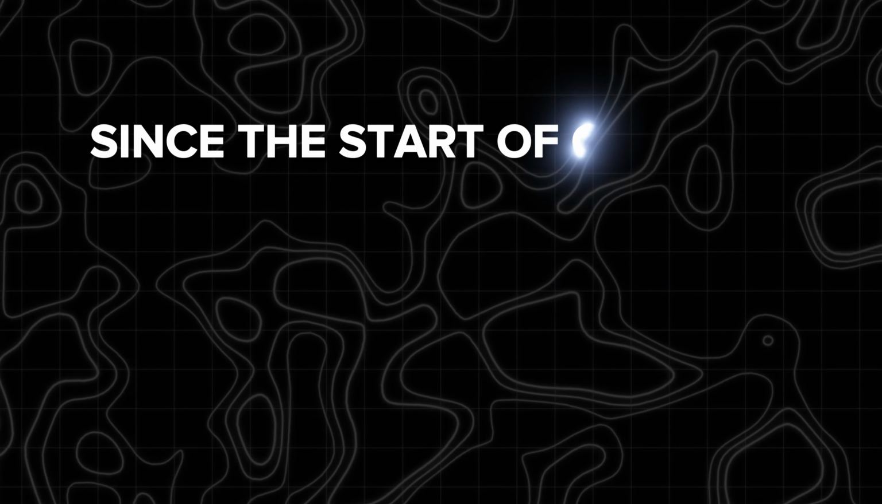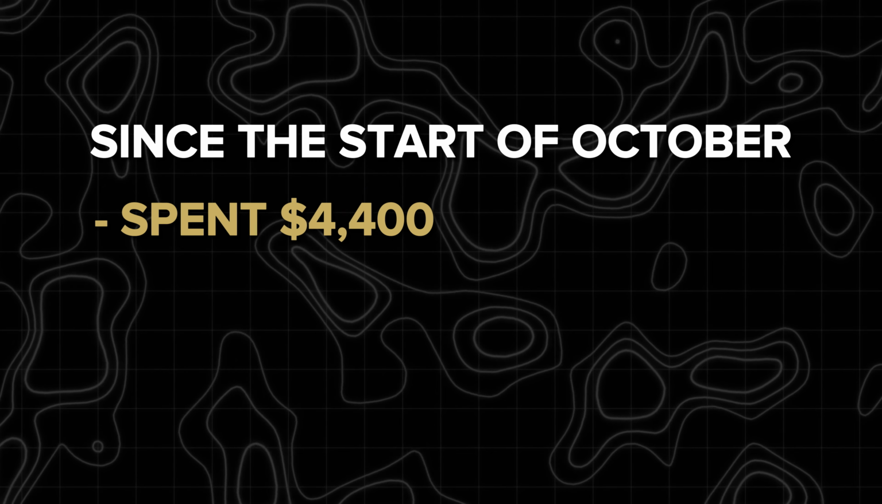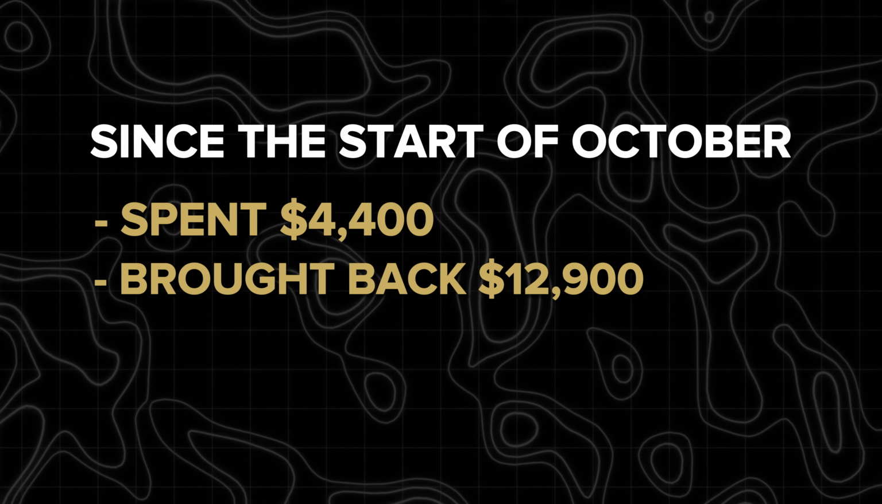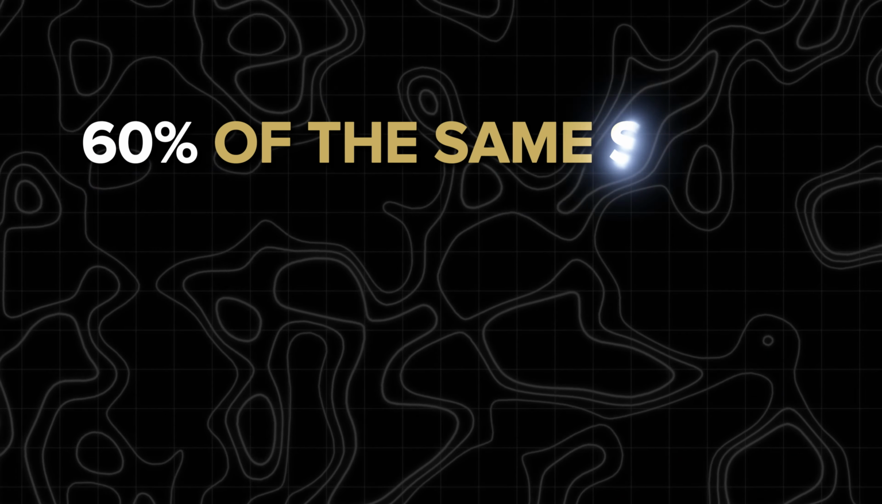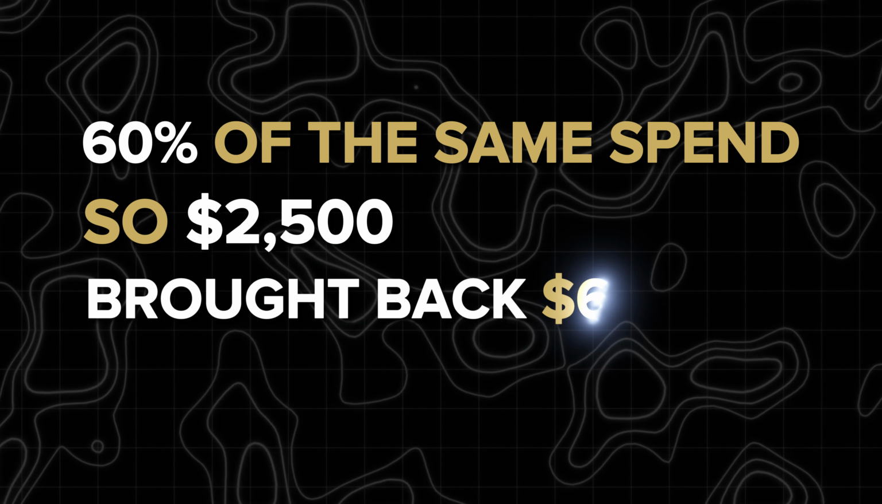But looking at that, one of the markets, the Australian market, since the start of October, we spent $4,400 and brought back $12,900 for an overall ROAS of 2.92. And if we look at the US market, in that same time period, we spent a little bit more than half of the same ad spend. Let's just say about 60% of the same spend, so 2,500, but brought back 6,900, which is a little less than half at this point. So we're at about 2.7 for that market. You can see that ROAS is lower. Not only is ROAS lower, it's lower on a lower amount of ad spend, which technically shows you that those markets definitely aren't up to par.